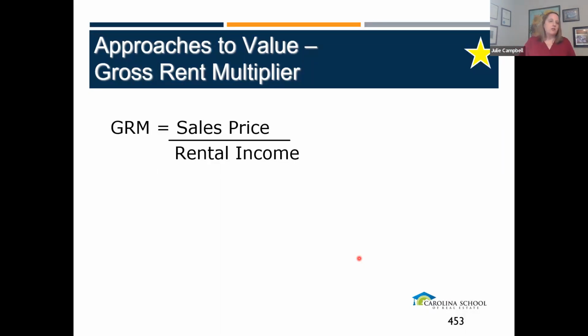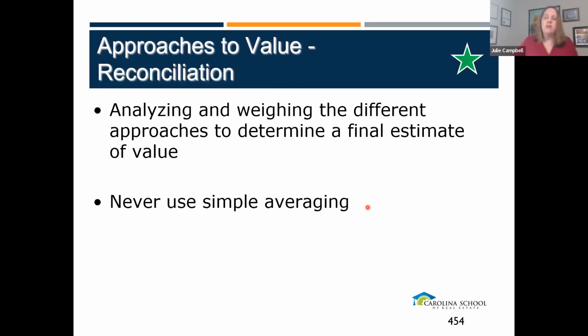The investor is going to look at as many of the approaches to value as they can. They can almost always look at the cost approach, right? We can always put a value on the land and a value on the structure, but they're going to look at as many of the 3 approaches as they can to help them arrive at their determination.